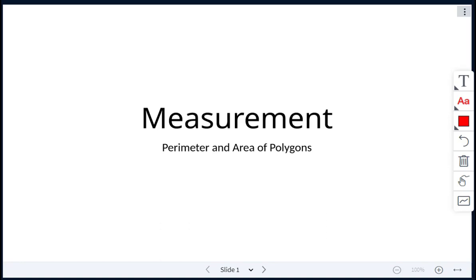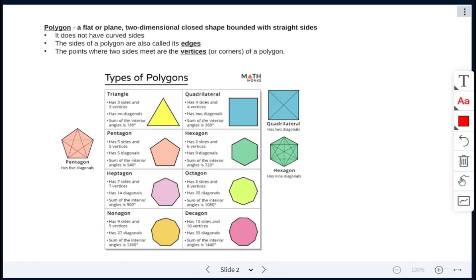All right, so today's class we are looking at perimeter and area of polygons. Before we start, we need to know what a polygon is. It's a flat or plane, two-dimensional closed shape bounded with straight edges. There are no curved sides, so a circle is not a polygon. The smallest one we would have is a triangle, which has three sides.